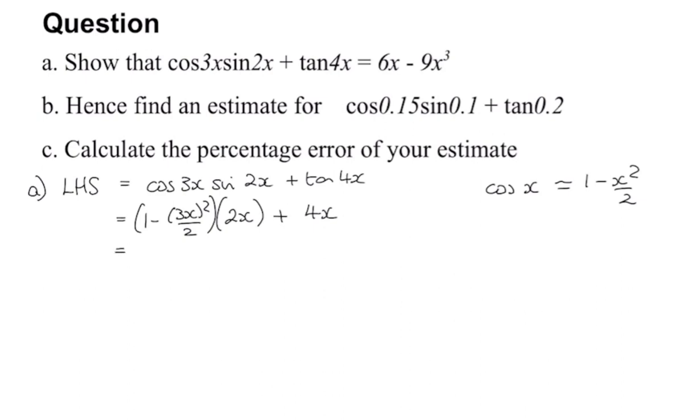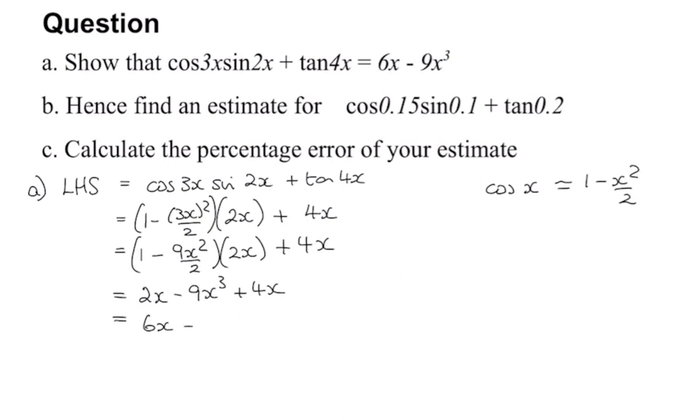Just need to do a little bit of sorting out. So inside this bracket I've got 1 minus, so 3x all squared is 9x squared, so that's 9x squared over 2 multiplied by 2x, and then plus 4x. Multiply out or expand this bracket, so I get 2x minus 9x cubed plus 4x. Pull the x's together, simplify your x's, and you get 6x minus 9x cubed, which indeed does equal the right-hand side.